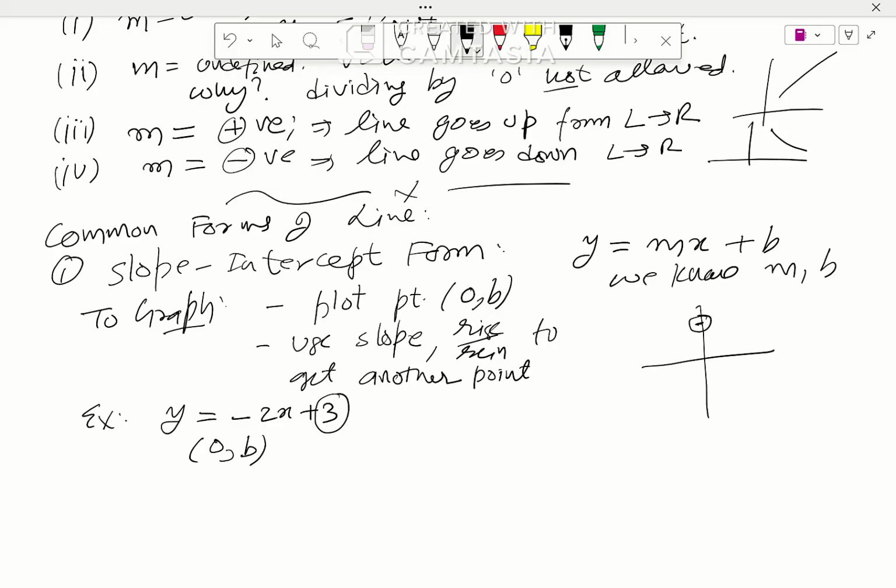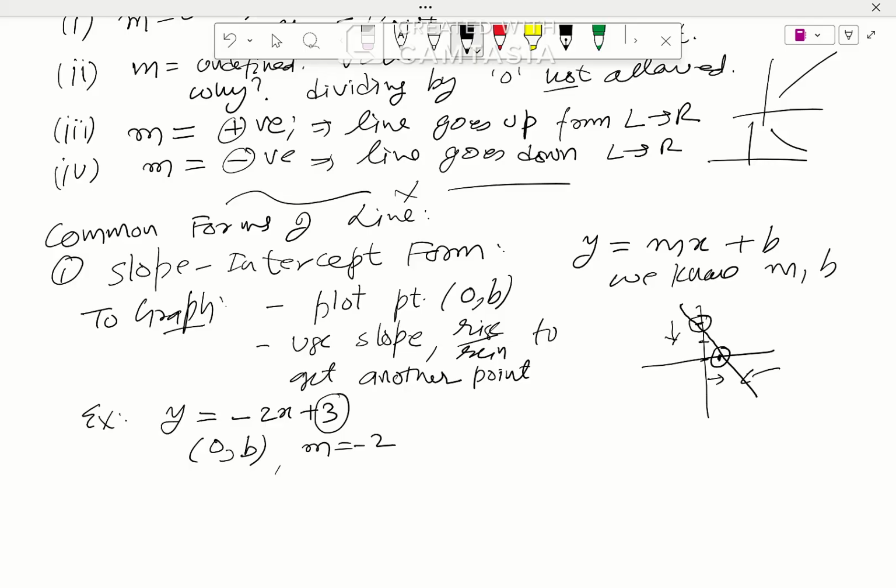This is one point. Now the slope is given as minus 2. We have m is equal to minus 2, meaning what? The rise is negative 2 units when the run is 1 positive unit. So what we do is we come down 2 units and go 1 unit to the right. So this is another point. We are coming down 2 units and going in the positive x direction 1 unit. So these are the 2 points, and then you can make this line like this.